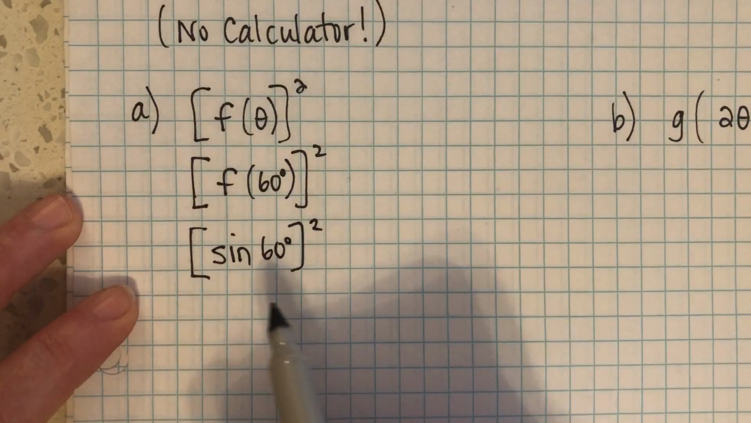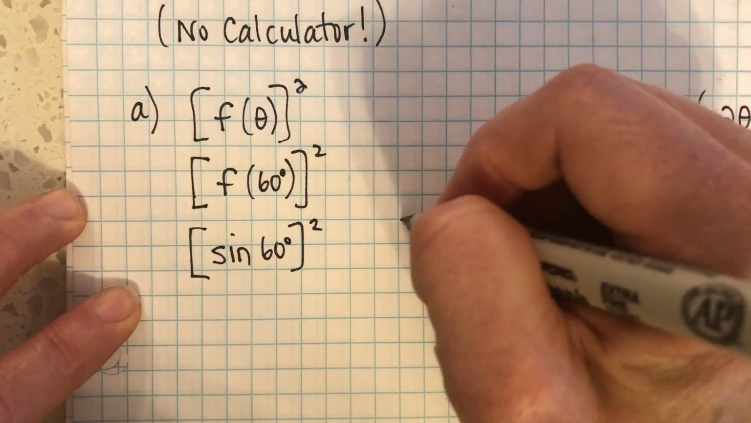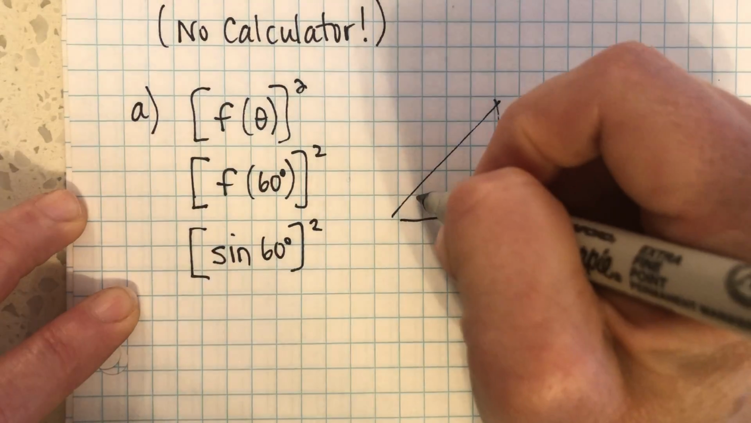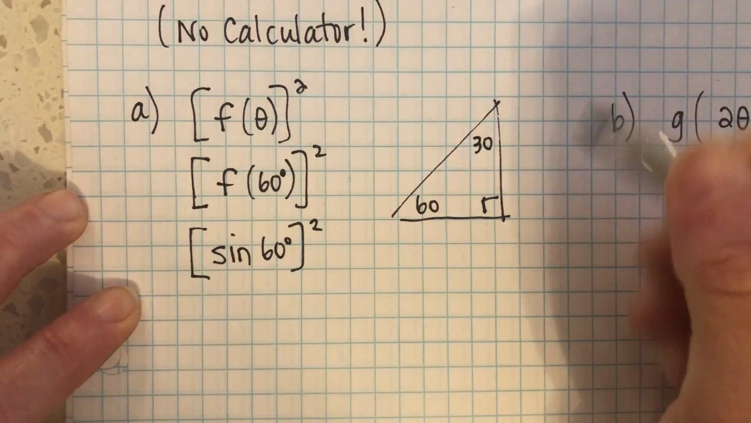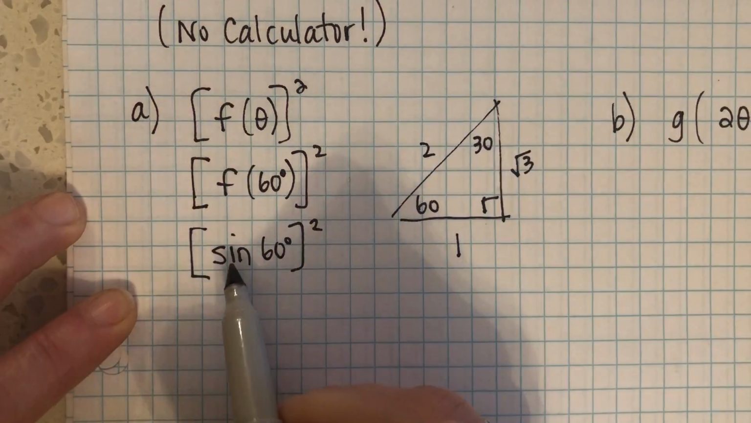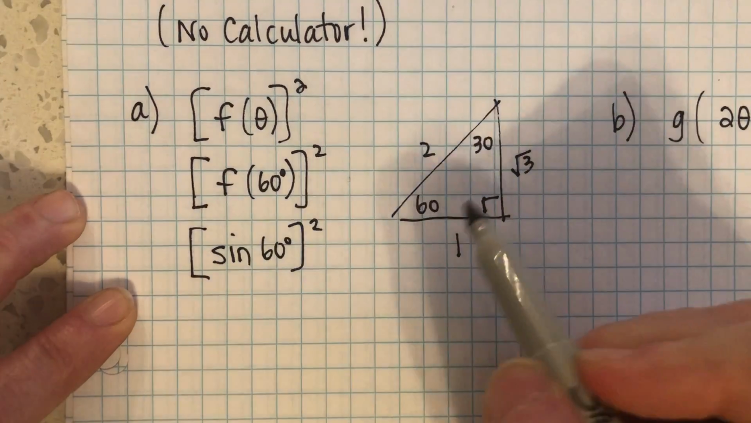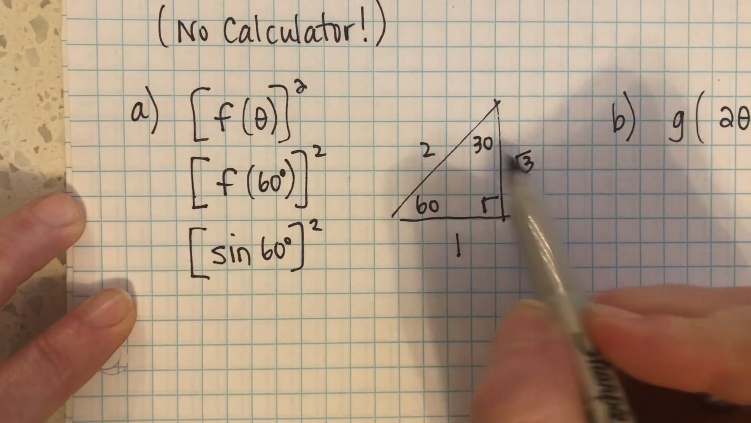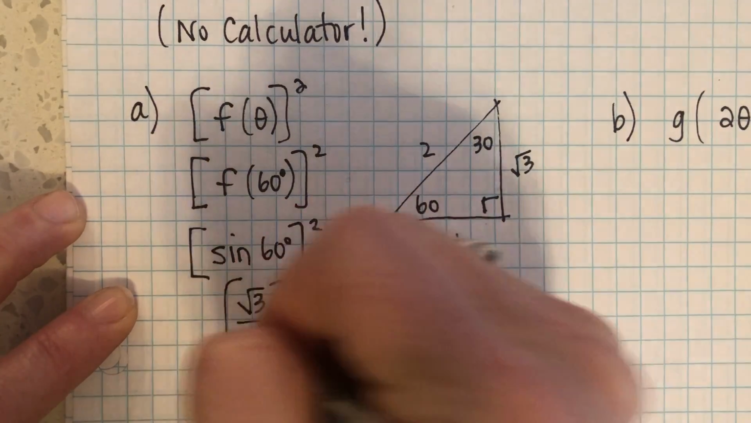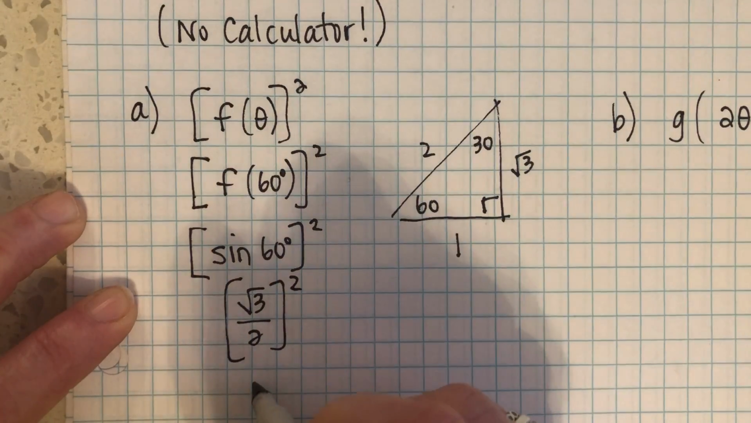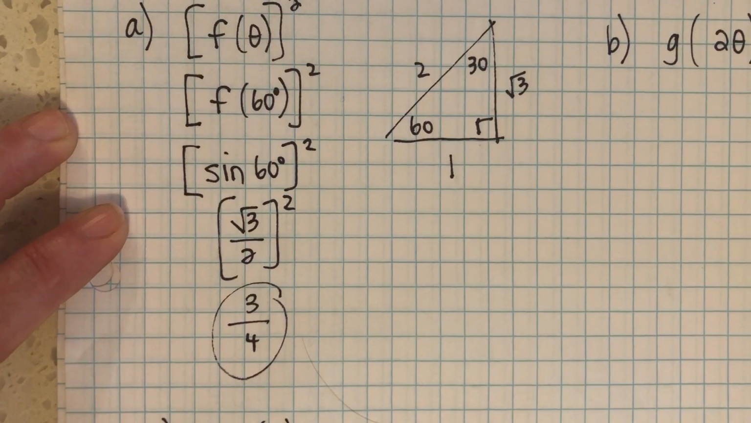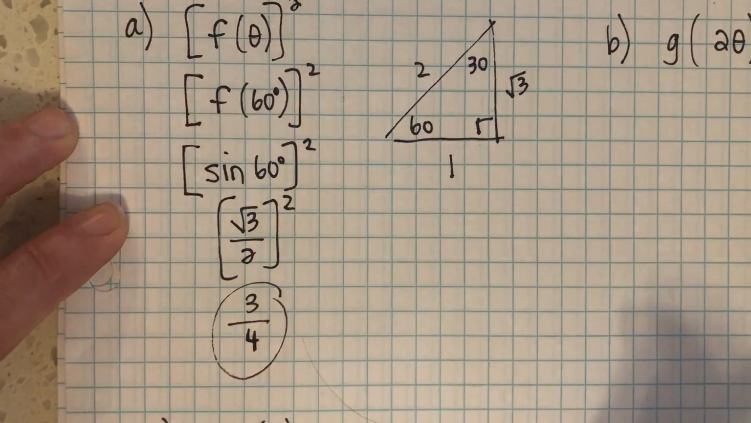Well, what is the sine of a 60-degree angle? Well, again, either look at your unit circle, or if you can whip up a special right triangle real quick, the side lengths are 1 to root 3 to 2. So what's the sine of a 60? The sine of a 60 is O over H, root 3 over 2. So that's root 3 over 2, except now I have to square it. So square the top, 3, square the bottom, 4. The answer is 3/4.